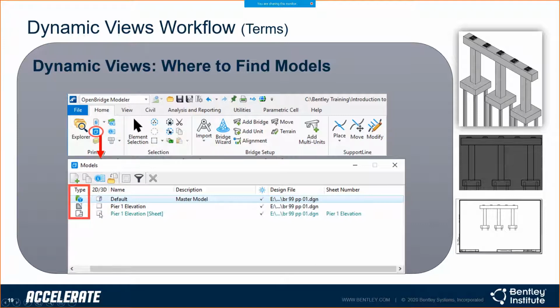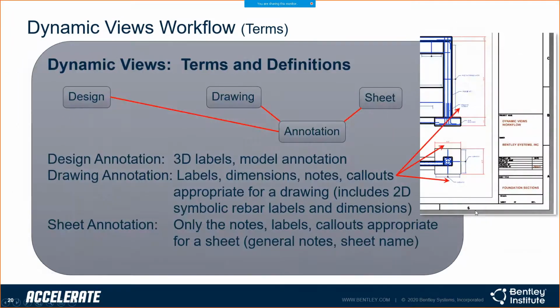These others are 2D models. But then out here to the left, it's showing me these icons. So this icon right here is my design model. The one with the corner clipped off here is my drawing model, and then the one with the sheet border looks to be my sheet model.